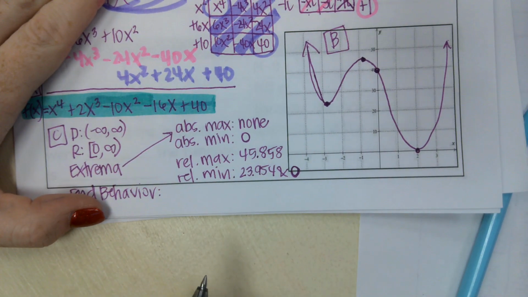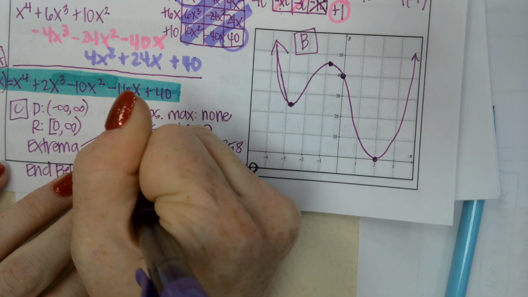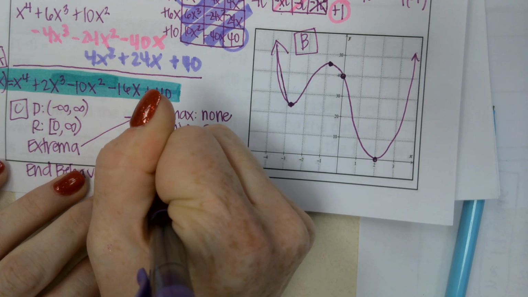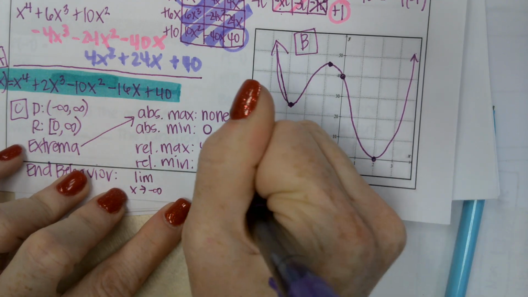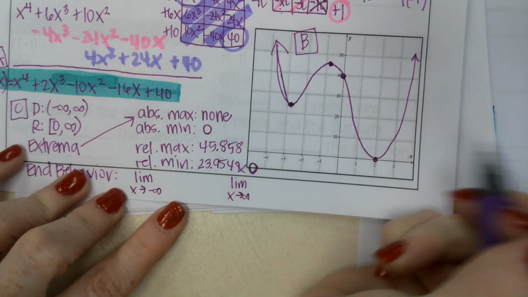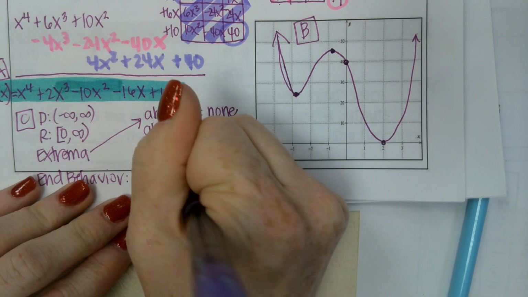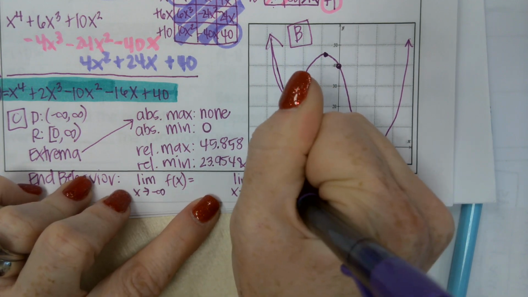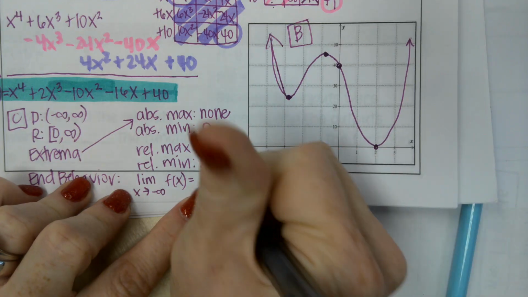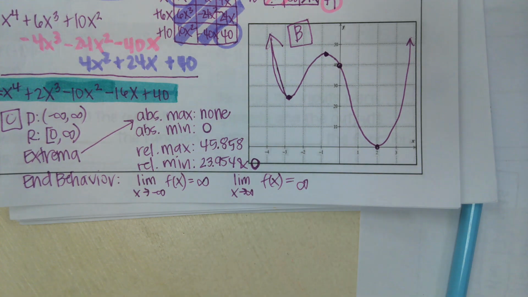Now, for my end behavior, I am going to use my limit notation, okay? The limit as my x values approach negative infinity, and the limit as my x values approach positive infinity. Where are my y values approaching on both the left and the right? Positive infinity, because they're both pointed up.